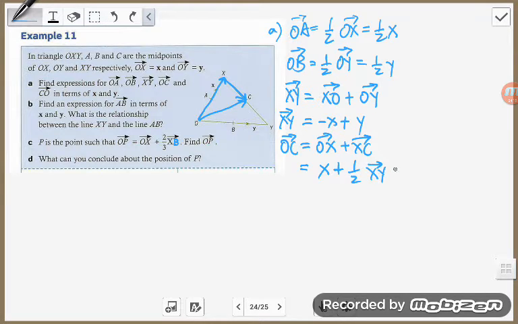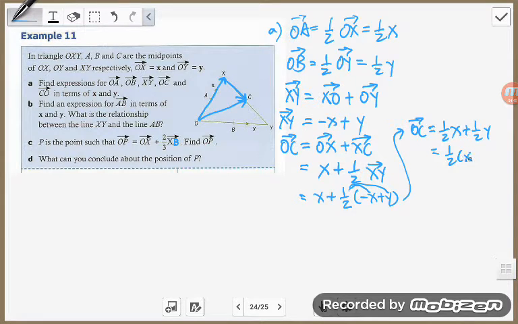So I'm going to replace this with X plus half of negative X plus Y. And so my vector OC is equal to X plus half multiplied by negative X, that gives me negative half X, so I have half X here. And then plus half Y, which is half of X plus Y. All right, so OC is a bit tricky, so be careful with that.